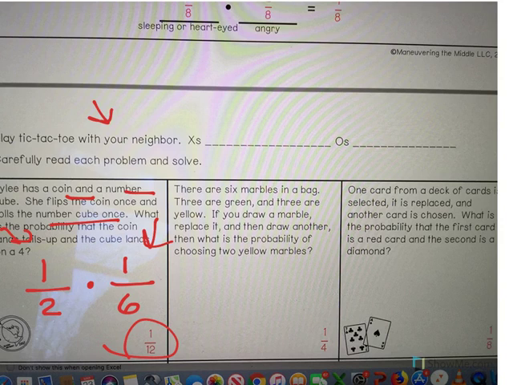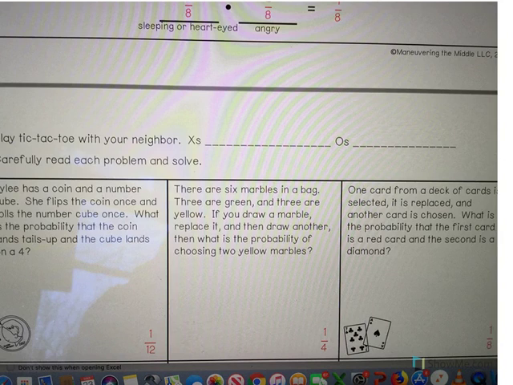Okay, let's try the next one. And let's clear this. There are 6 marbles in a bag. 3 are green and 3 are yellow. Now, recall that if you draw a marble and replace it, replacing it makes it independent. The chances are still the same. And then draw another. What is the probability of choosing 2 yellow marbles?